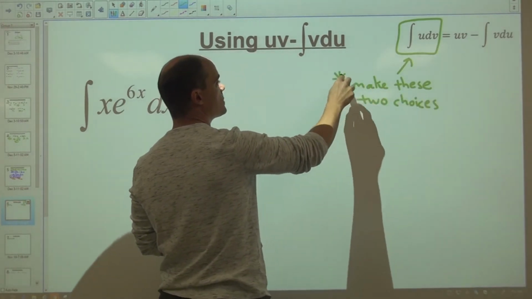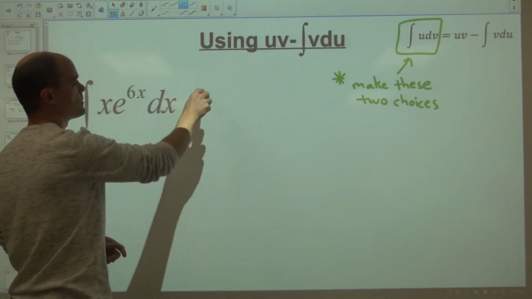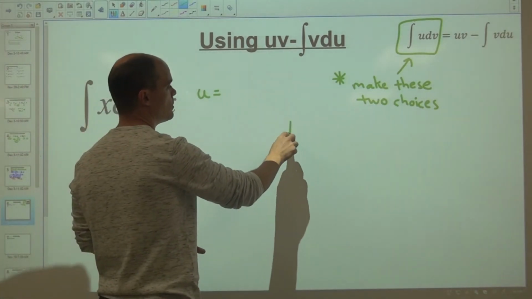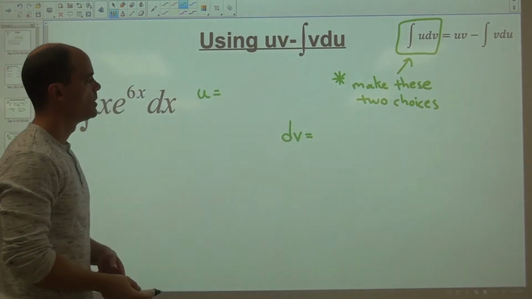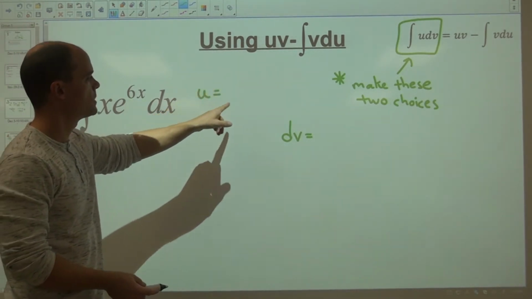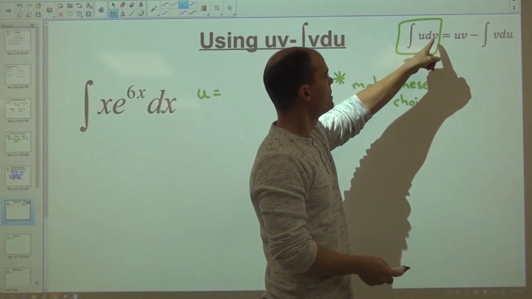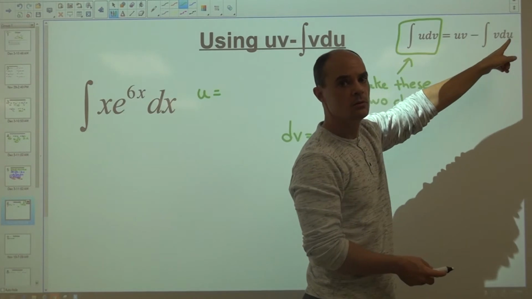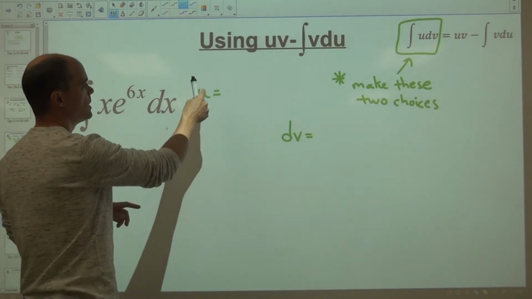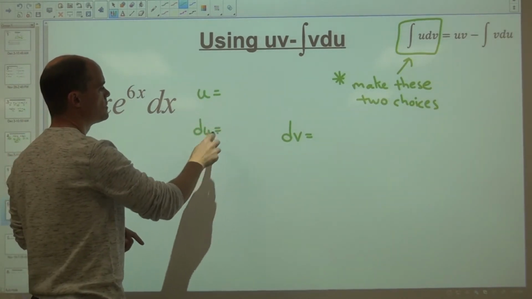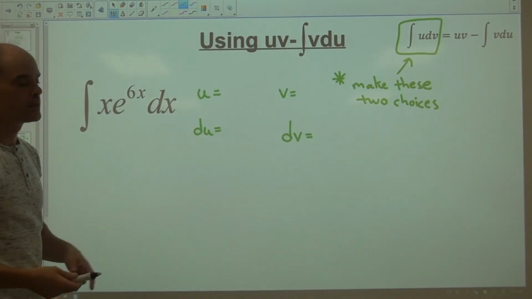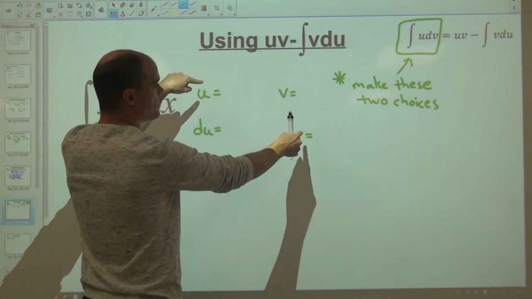You are going to make these two choices in your integral. You're going to have to pick u, but now you also have to decide what dv is. Well, look at all the pieces of information we need in order to finish this problem. We don't just need a u and a dv. We need a u, a dv, a v, and a du. We need every single one of those pieces of information in order to finish this. So if I have u, I'll have du, and if I have dv, well then I'm going to have v. I need all of that. And these are the two things that you have to choose.